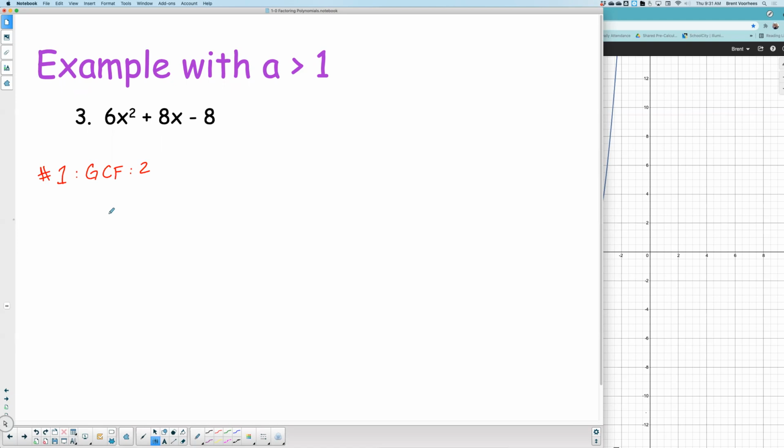Can 3 go into all 3? Could 4 go into all 3? No. So 2 is the greatest common factor. Not just a common factor, it is the greatest common factor. So if I divide out that 2 or pull out that 2 like the bell ringer said in quotes, what are we left with? Well, what is 6 divided by 2?